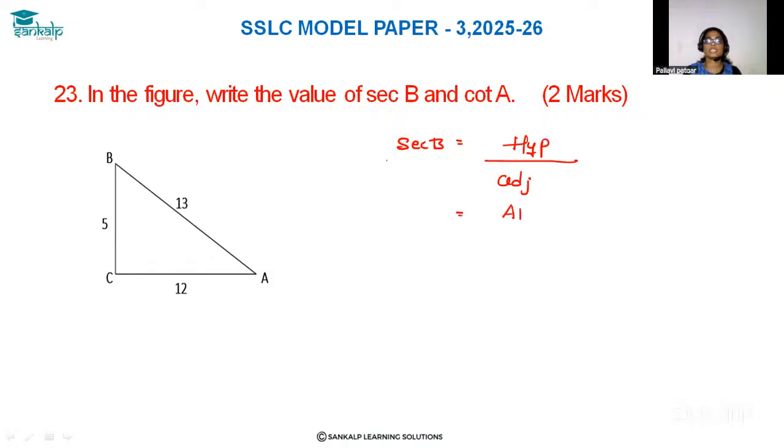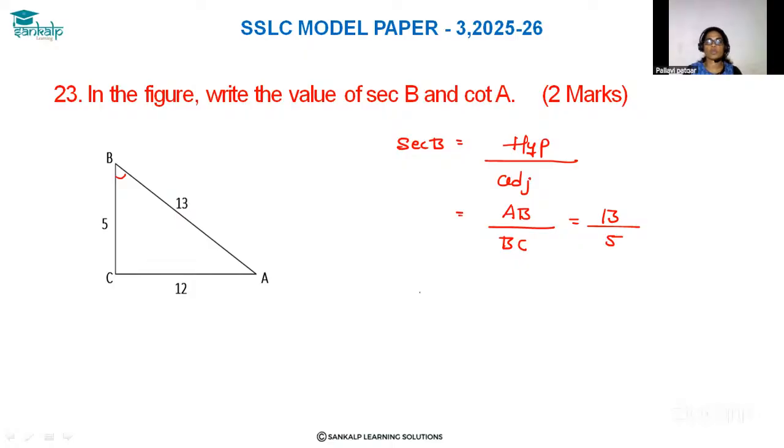So here secant B. So we have to look at the adjacent side to B. So the adjacent side of angle B, what does secant become? So here the adjacent side of angle B is BC. Okay, so divided by BC. So here AB is 13 units divided by BC is 5. Okay, then secant B is equal to 13 divided by 5.